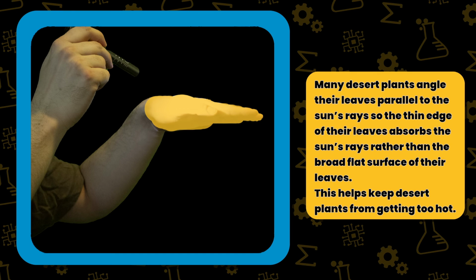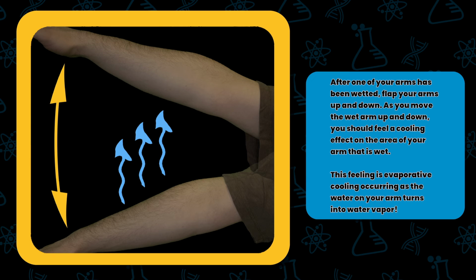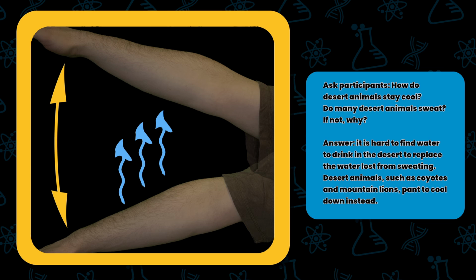Now let's talk about the second part of the demo, panting and sweating. Extend your arms out on either side of your body. Using the sponge, spray bottle, or eyedropper, sprinkle some water on one of your arms. After one of your arms has been wetted, flap your arms up and down, like you're trying to take off with a set of wings. As you move the wet arm up and down, you should feel a cooling effect on the area of your arm that is wet. This feeling is evaporative cooling occurring as the water on your arms turns into water vapor.